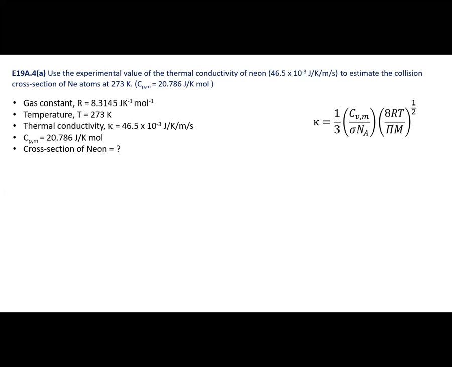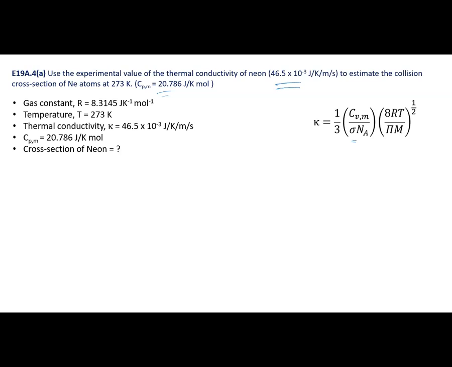All right, let's look at the next problem. Use the experimental value of thermal conductivity of neon, which I just provided here, 46.5 times 10 power negative 3 joule per Kelvin per meter per second, to estimate the collision cross section of neon atoms at 273 Kelvin. We are given the molar heat capacity at constant pressure as 20.786. And we know one equation that relates thermal conductivity with the collision cross section.